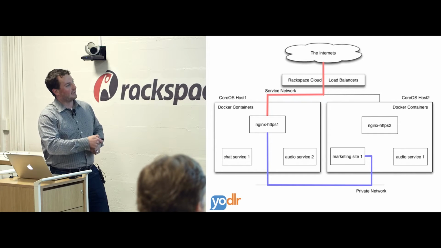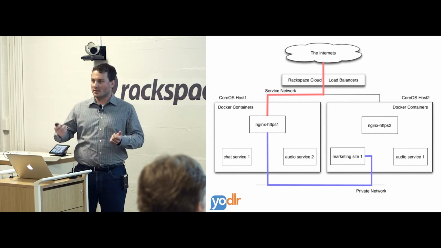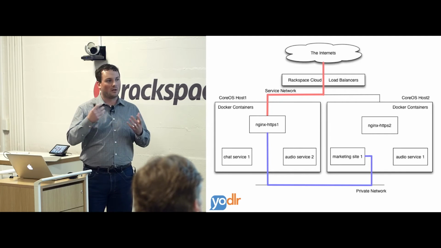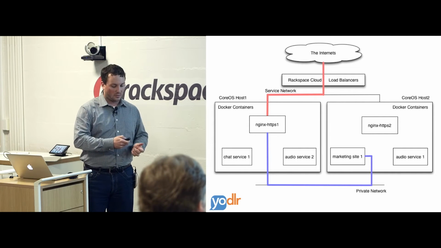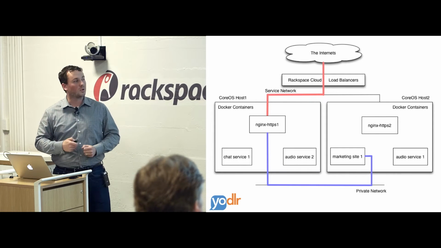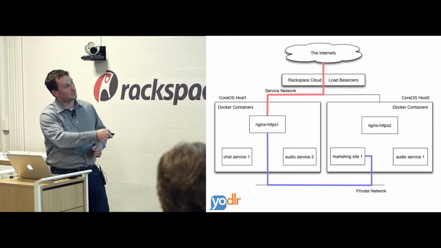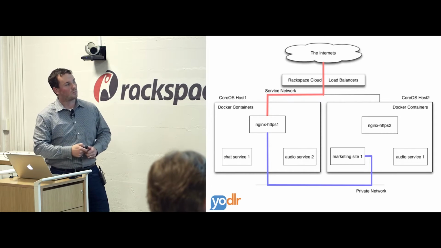I only have one instance of a chat service here, but because CoreOS machines will go down as part of their rebooting, you need to handle failover of hosts. And so for each service, we run multiple instances. So here's an example: I have an instance of audio service number 2, an instance of audio service 1.